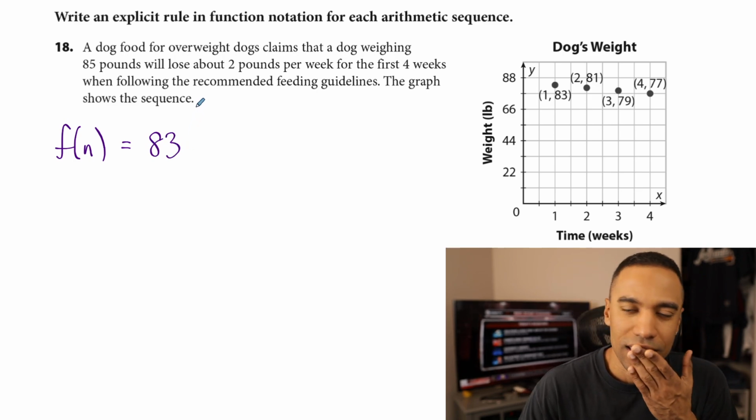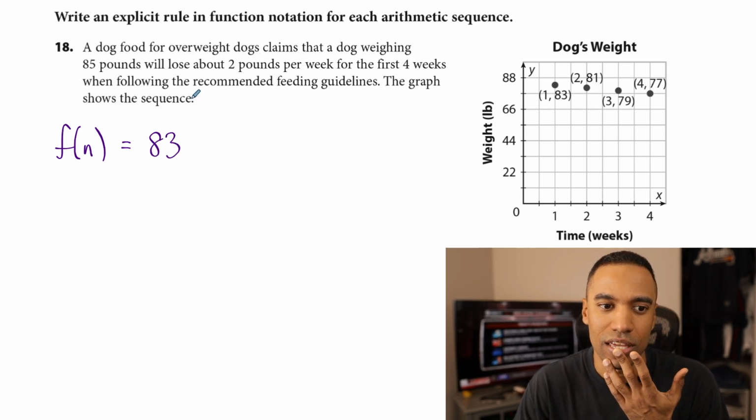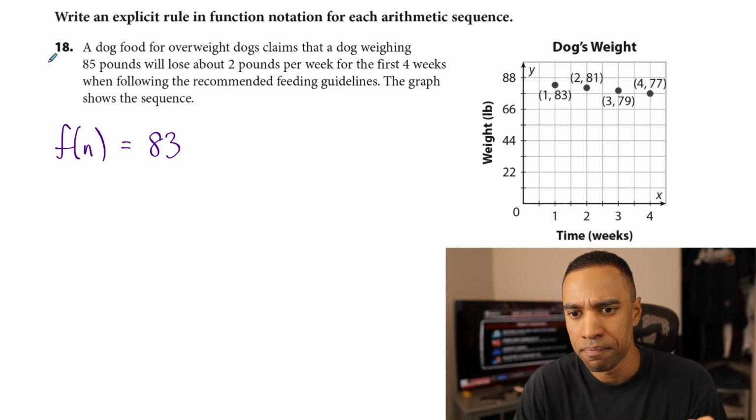Technically, this is where I feel like this thing wants you to kind of write different rules from this. Because did we start from 83 or did we start from 85? And this is kind of where the kicker comes in here.